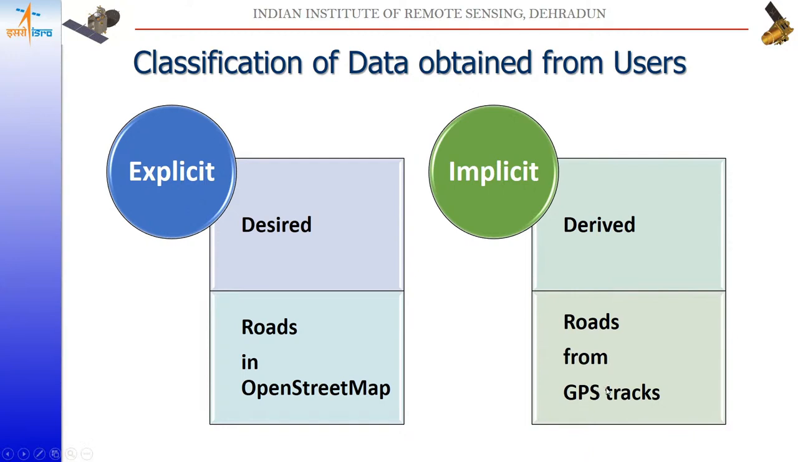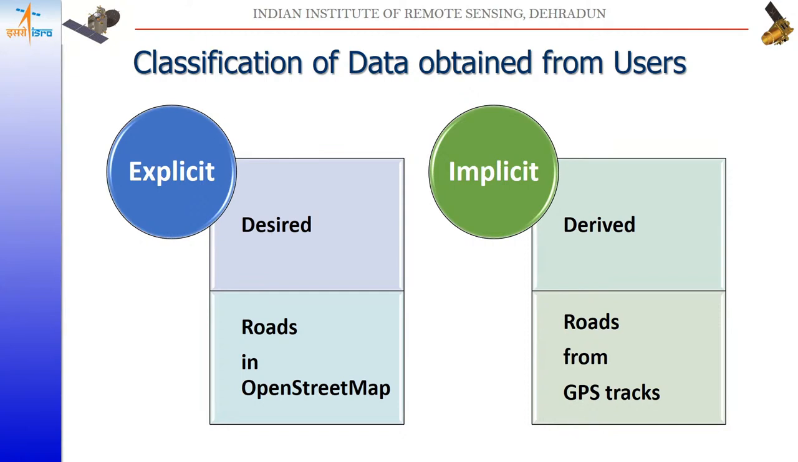I have a continuous GPS track. From that, I can say what the spatial data for the road is; it can be derived implicitly. So we get not only the desired data, but also derived data, in the form of these various kinds of data dissemination.